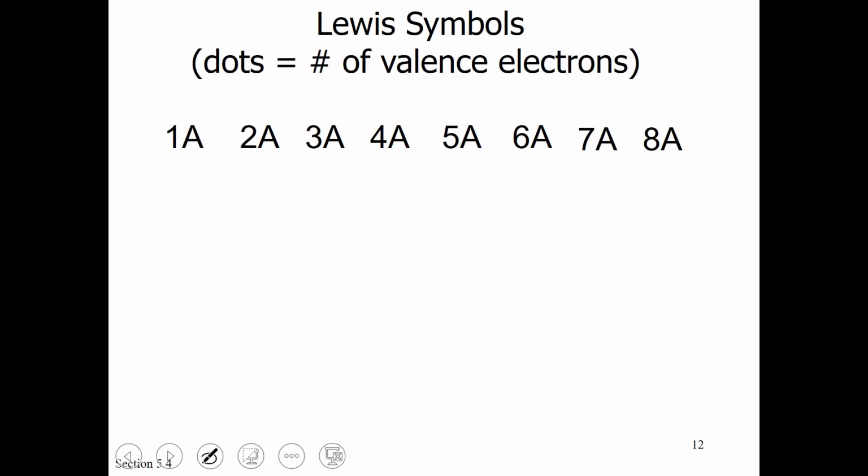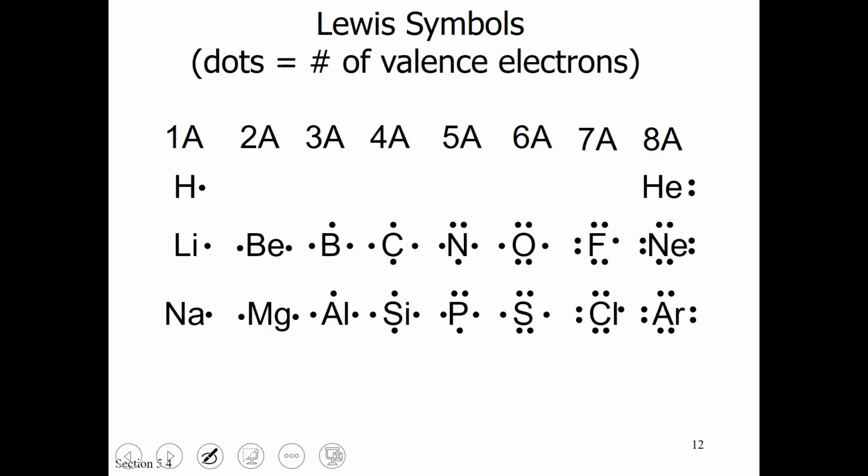I hope so. Okay, our next part of this lecture is to start talking about Lewis symbols and how we put them together to make molecules. The number of dots around each element symbol is going to be the number of valence electrons. So as you might guess, anything in column 1 has 1 valence electron. Anything in column 2 will have 2 valence electrons, and so forth.